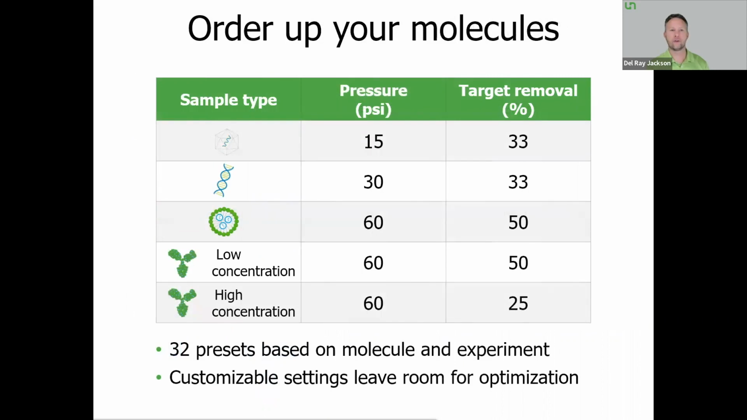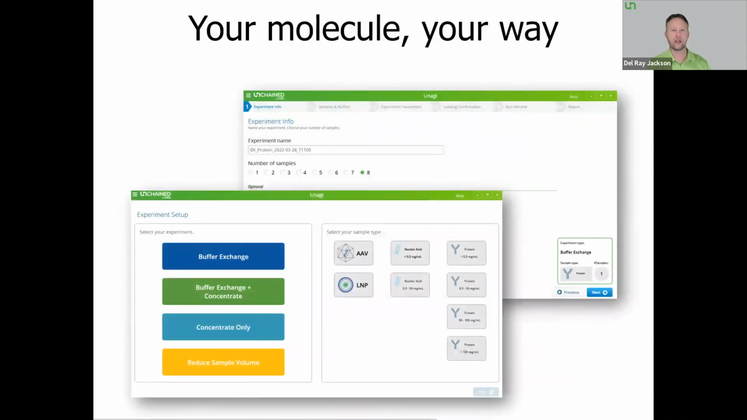How hard is it to use Unagi? Well, it's as simple as going in and ordering your favorite sushi in a restaurant. You can order up your molecules based upon their concentration and molecule type and experiment, and you actually have 32 presets available. But this is something that you can customize very easily in our software. But the benefit is that everyone in your lab is going to be able to use Unagi.